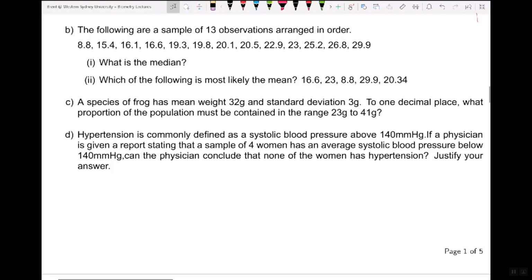So I have 13 observations. That's an odd number. That means the median should be the (13 plus 1) divided by 2 value. 13 plus 1 is 14, divided by 2. That gives me the 7th number. So I count in my list 1, 2, 3, 4, 5, 6, 7. Just to double check, if I count the same distance from the top, 1, 2, 3, 4, 5, 6, 7, I land on the same value. That is the number that splits the set in half. That is your median value, 20.1.